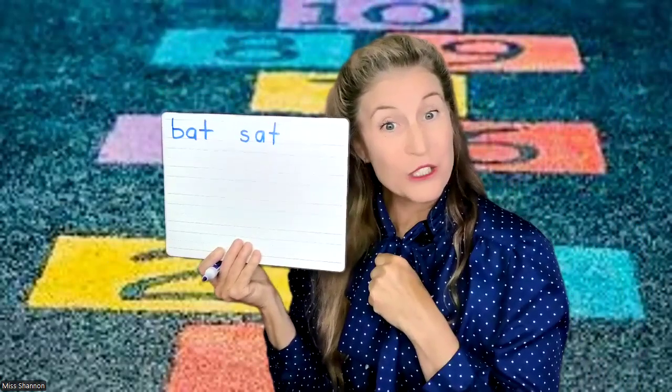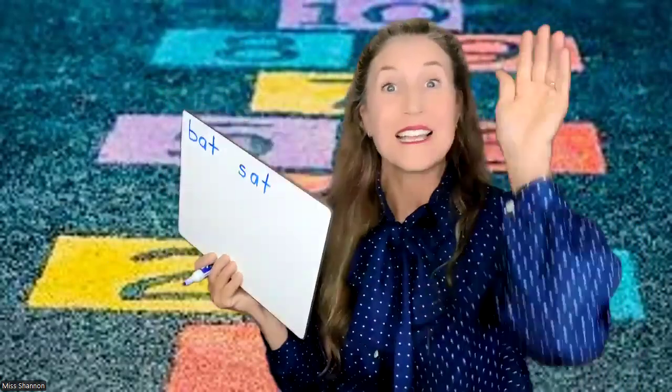Did you get that word too? Bat sat. High five. That's a rhyme. Great rhyming, everybody. One more time through our hopscotch. 1 leg goes up like a flamingo. 2, 1, 2, 1, 2, 1, 2, 1.